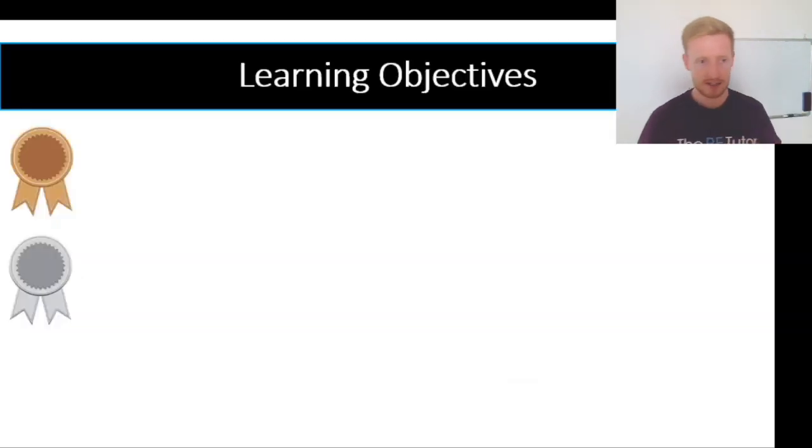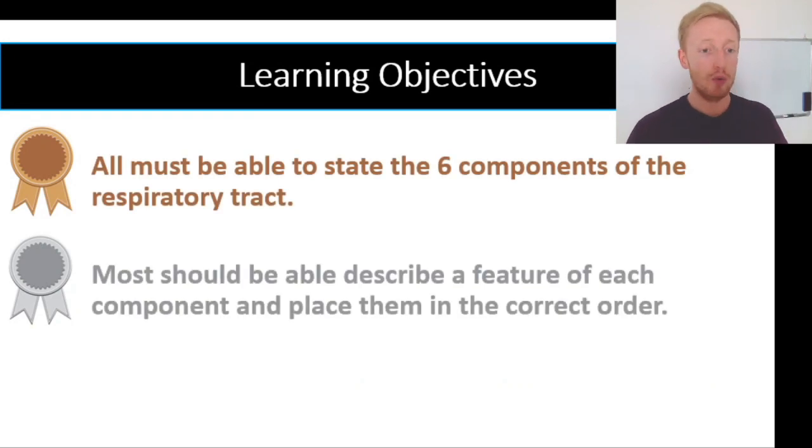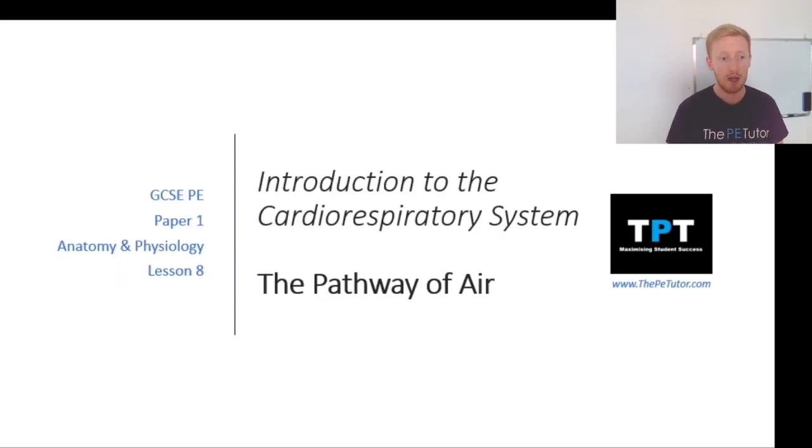Okay, so they are activities, and hopefully after that you will now know the 6 components of the respiratory tract, and you should know the different features of each which allow it to do its job, which brings to the end that part of this lesson: the pathway of air, which was the first one from the cardiorespiratory system.